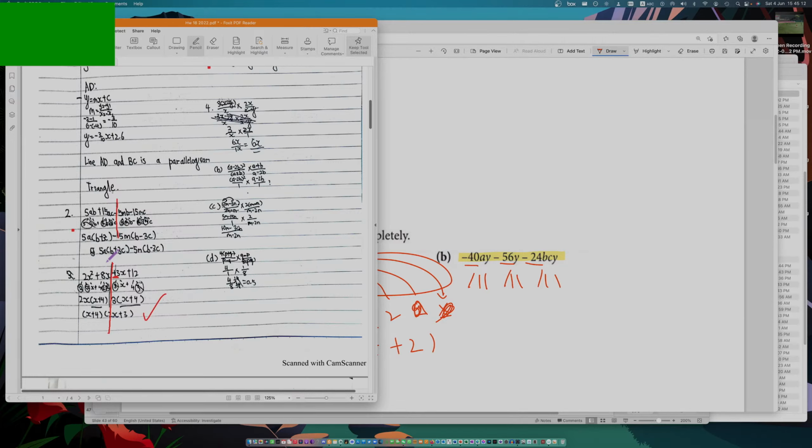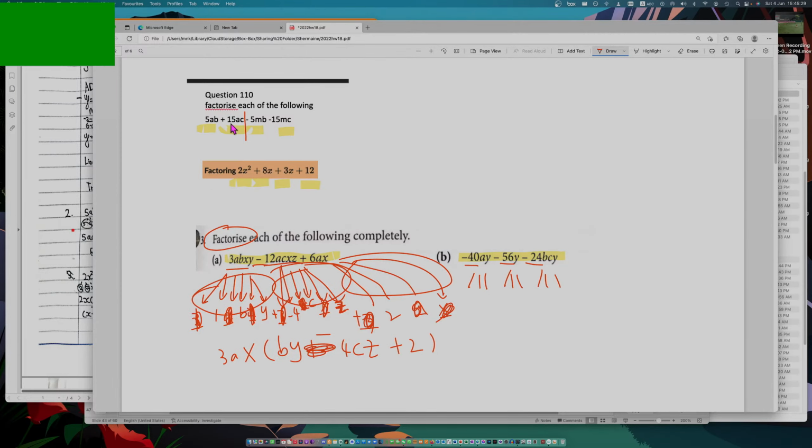When you put a line to split the minus and the 5, that means you are trying to say the minus sign doesn't belong to the 5. So that's why you are wrong. Okay? So the line next time should stop immediately after the second term. Are you clear? So if I stop immediately after the second term, which is my 15AC, right?